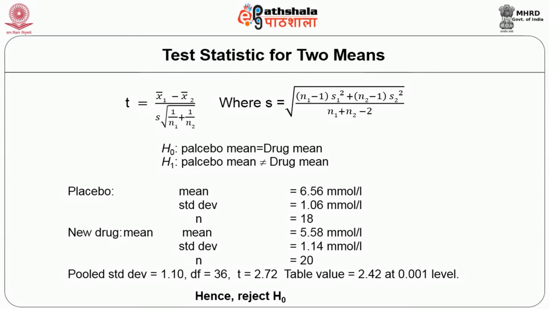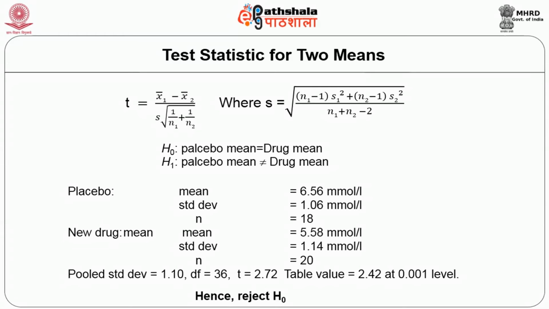The pooled standard deviation is nothing but n1 minus 1, the number of subjects minus 1, times the standard deviation squared of the first group, plus n2 minus 1 times the standard deviation squared of the second group, divided by n1 plus n2 minus 2. Using this formula, you can substitute in the t formula and get the t value. Take for example the experiment given in the slide.